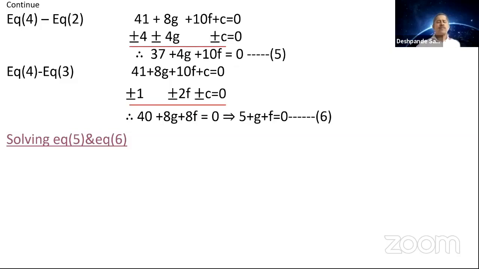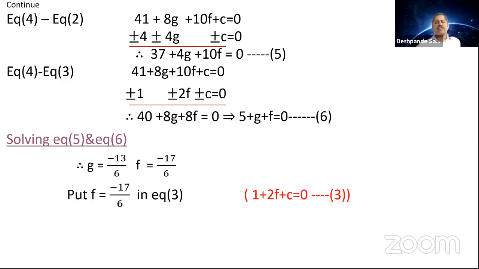So let us come back to the problem here. What did you get? The value of g you got as minus 13 by 6 and the f value is minus 17 by 6. So the only thing left is to get the value of c. To get the value of c, you can take equation number 3.